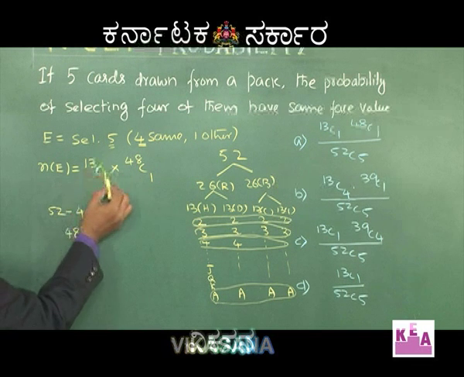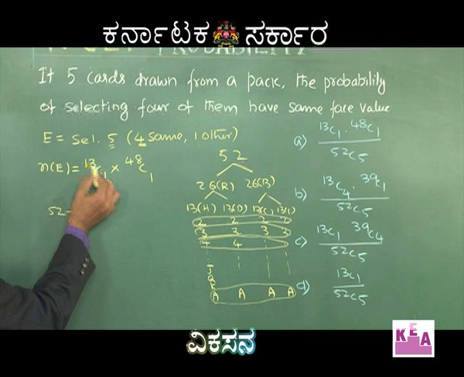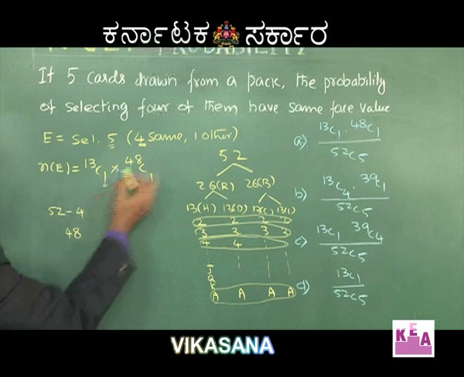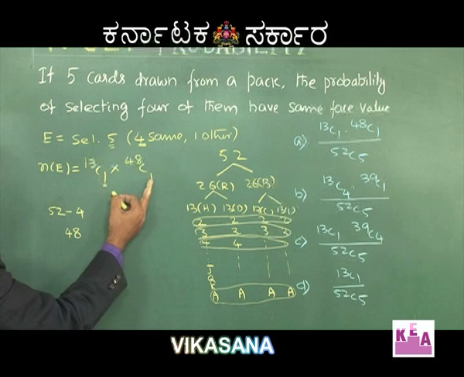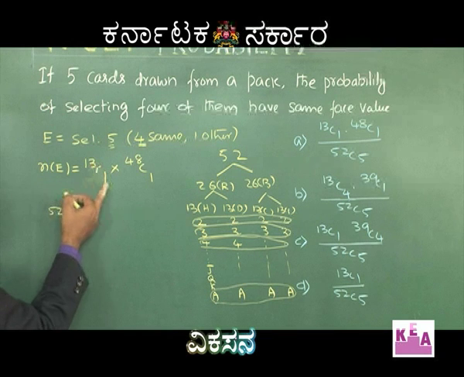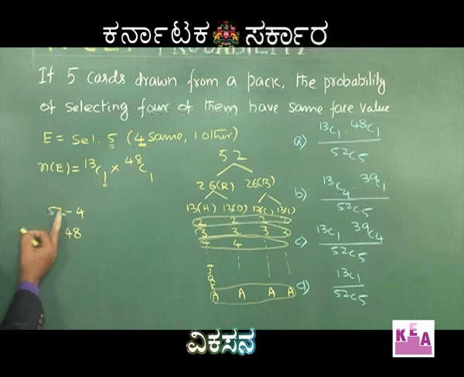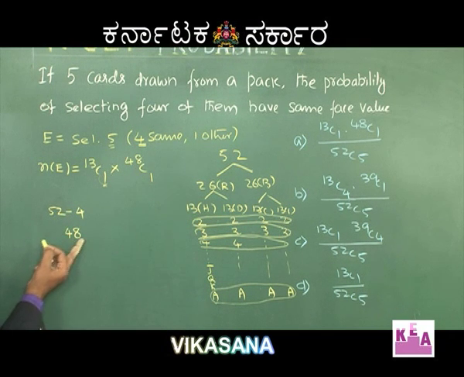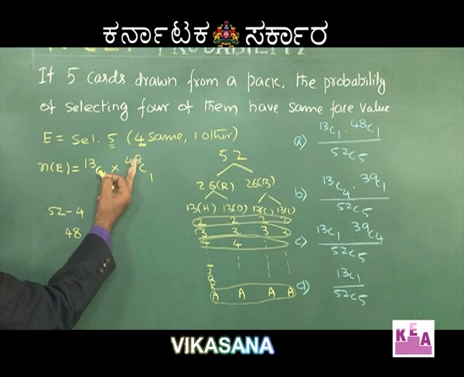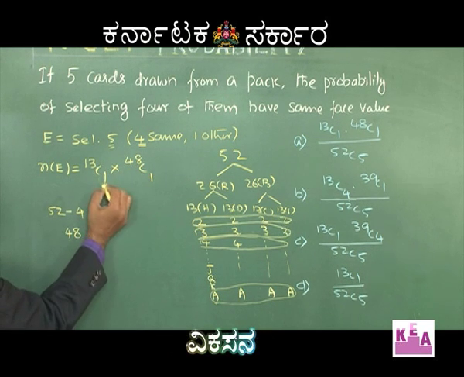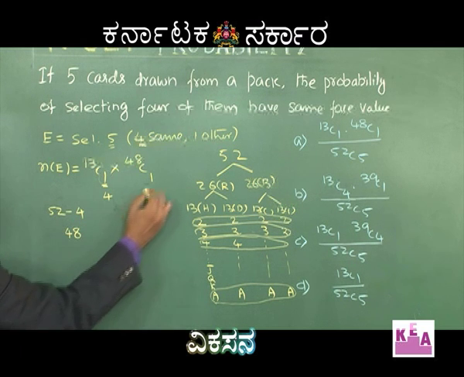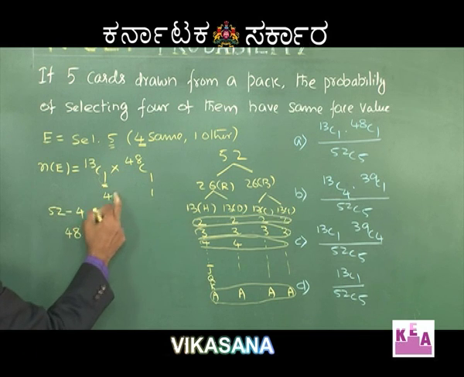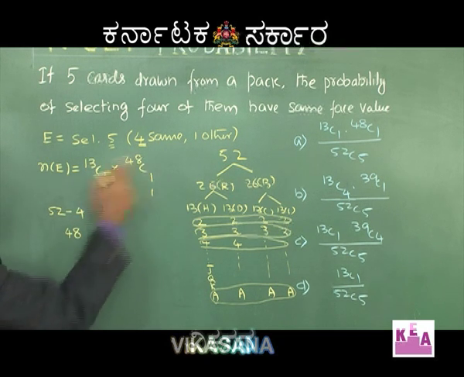So selecting one set from 13 sets means I have selected 4 cards of the same face value. The remaining one card is from other than this set. Other than this set means from 52 I have subtracted those 4 cards having the same face value. They are 48 in number. From 48 cards, selecting one. So selecting one set means selecting 4 cards, and here 1 card. Total cards are 5. I have selected 5: 4 are of the same face value, 1 is of another face value.